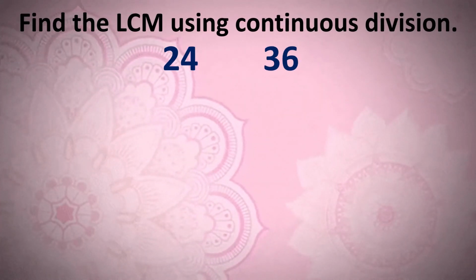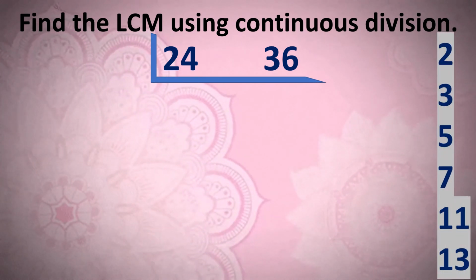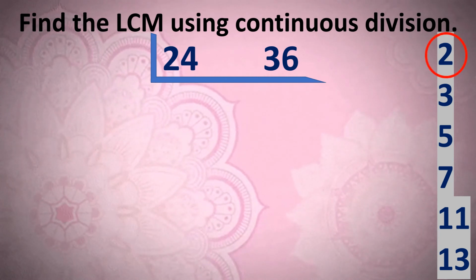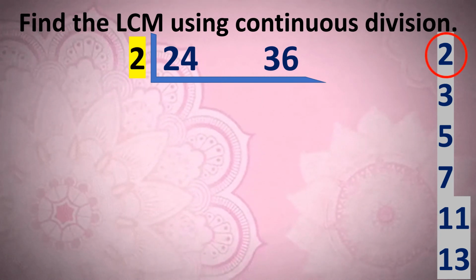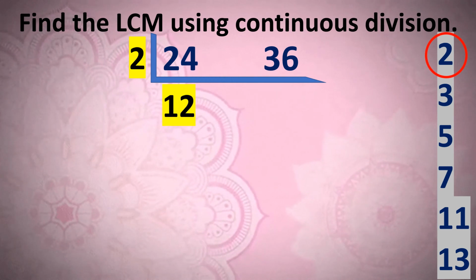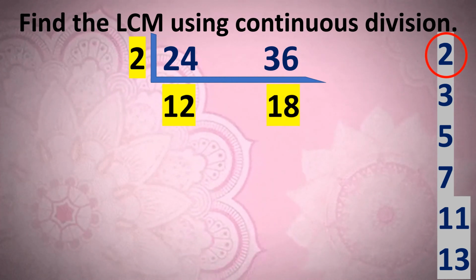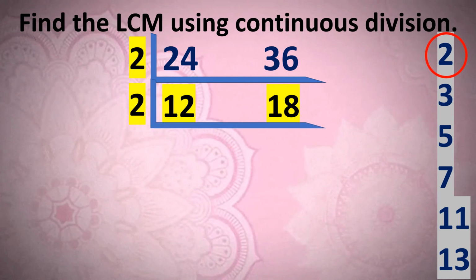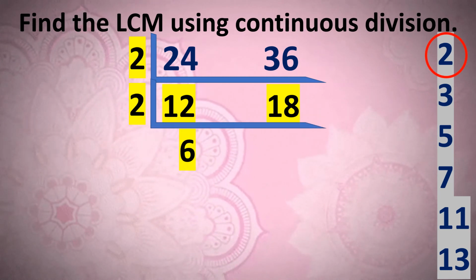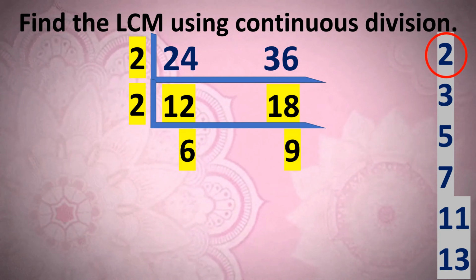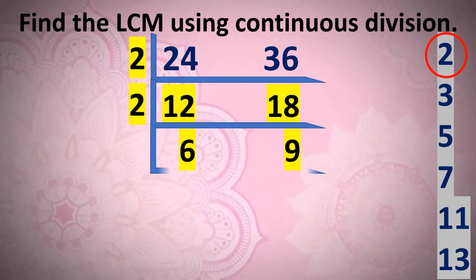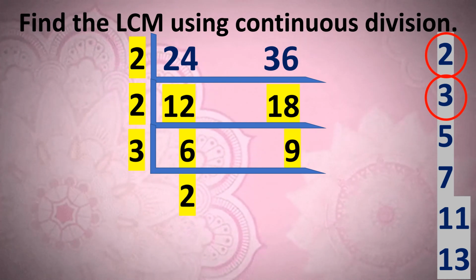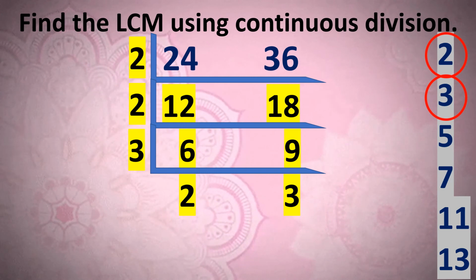Another example, 24 and 36. We have a common prime number here, which is 2. We can divide it. So 24 divided by 2 is 12, and 36 divided by 2 is 18. We can also divide 12 and 18 by 2 again. So 12 divided by 2 is 6, and 18 divided by 2 is 9. We can also divide 6 and 9 by 3. So 6 divided by 3 is 2, and 9 divided by 3 is 3.